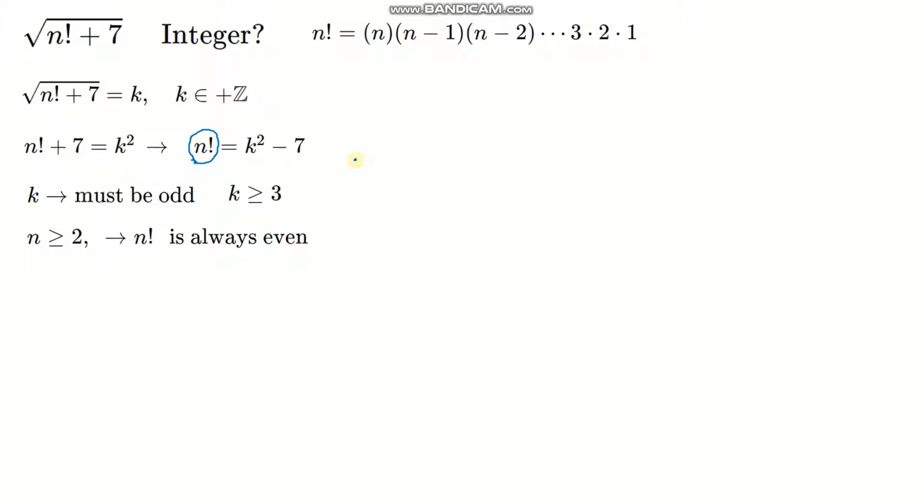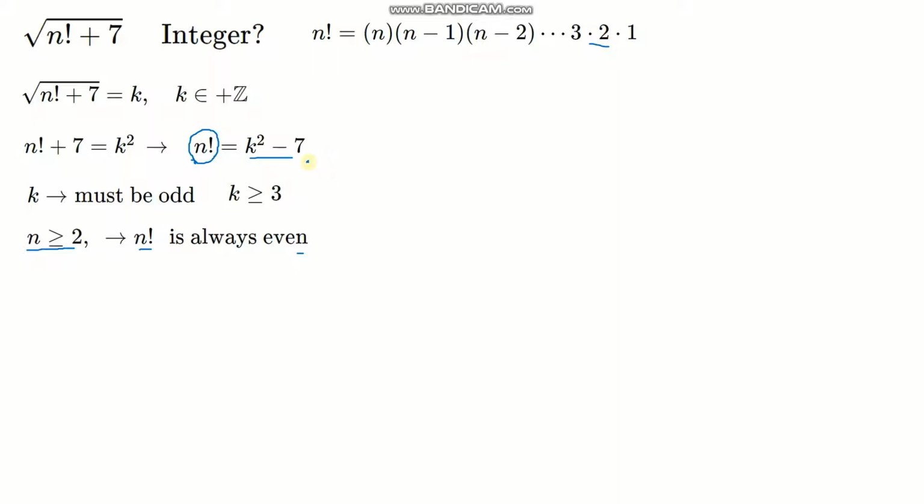We notice that if n is greater than or equal to 2, n factorial is always even, because n factorial is the product of all consecutive integers, so it always contains 2, and that makes n factorial even. If the left hand side is always even, then the right hand side, k squared minus 7, must also be even to have an integer solution.